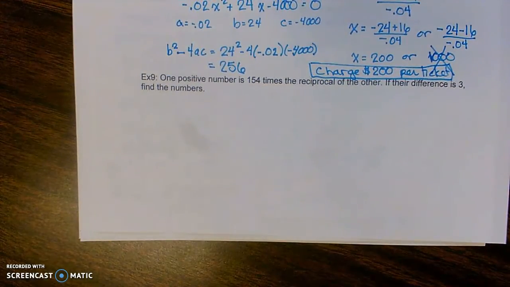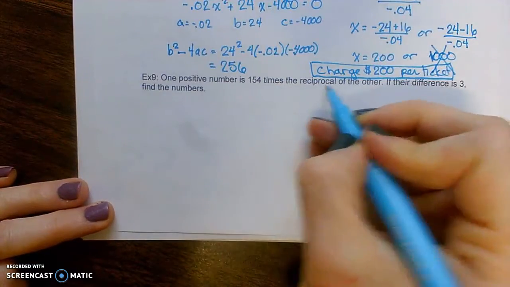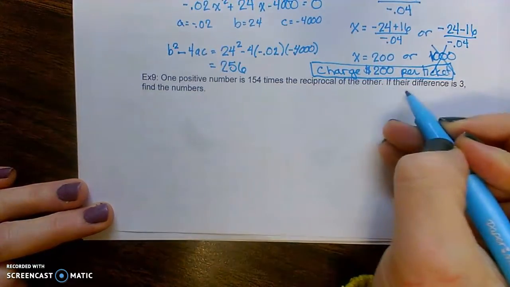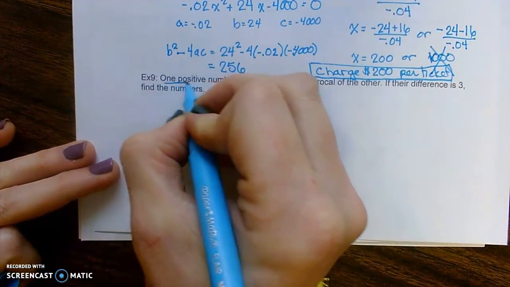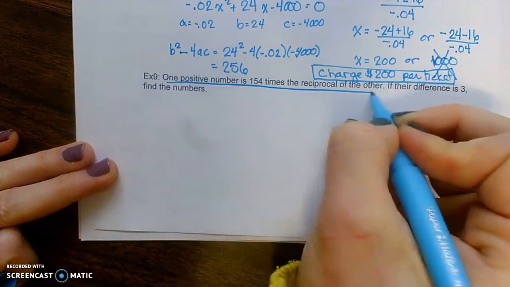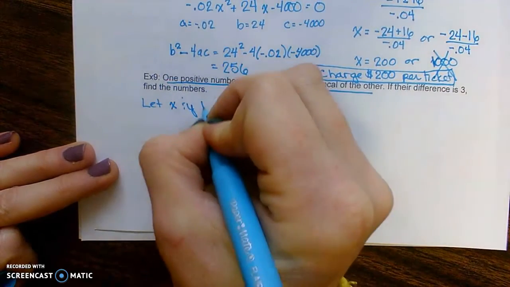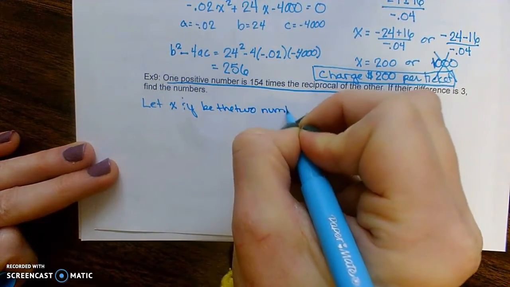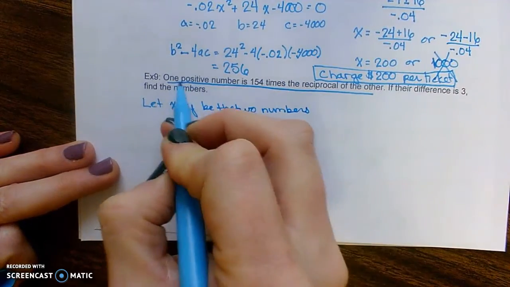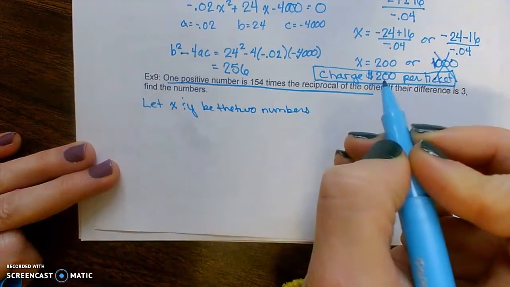In this last word problem, one positive number is 154 times the reciprocal of the other. If their difference is 3, find the numbers. Okay, so we have to parse through this. You have two numbers, so let x and y be the two numbers. One of them is 154 times the reciprocal of the other.